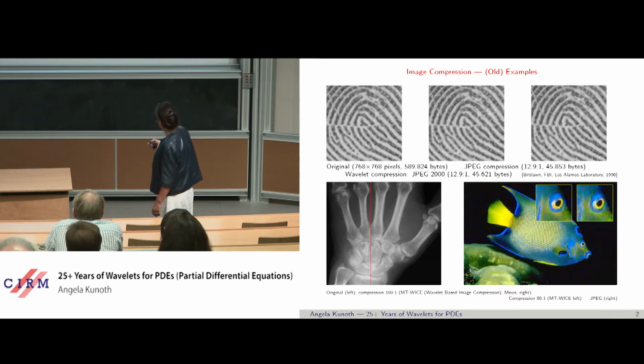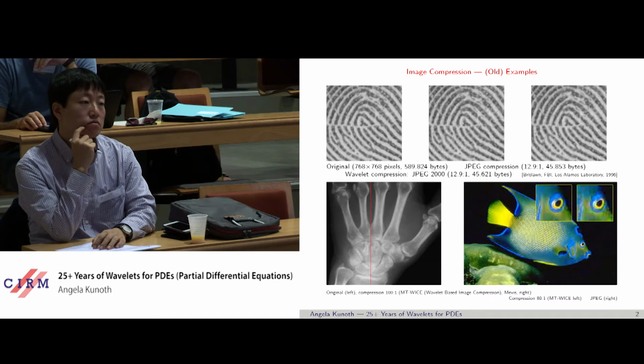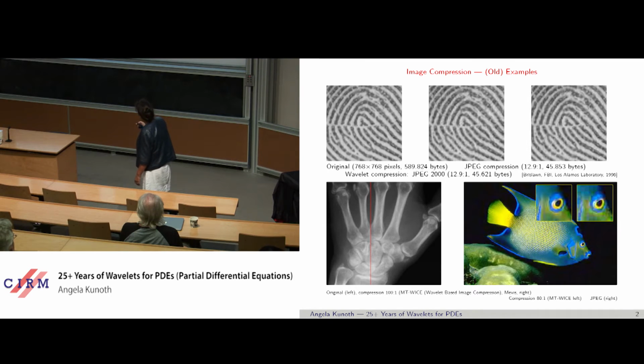And then, of course, there was a company in Bremen in Germany, Mewis. They started using that also commercially, for instance to compress X-ray images, also colored images. And this is a compression here of 80 to 1, so that means you really throw away a lot of the coefficients. And here again, you see the kind of effects of working with windows in the fast Fourier transform as compared to a wavelet transform, a wavelet-based image compression.